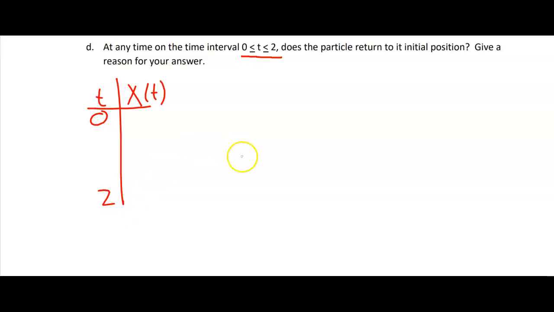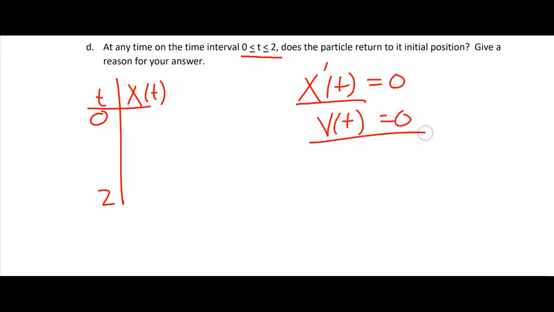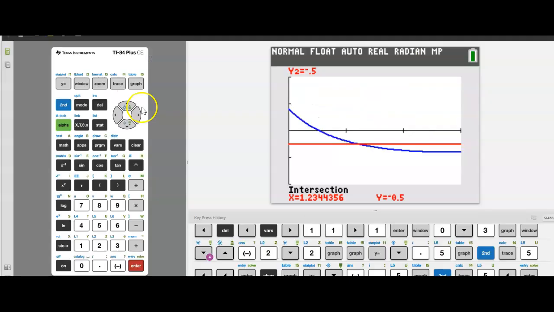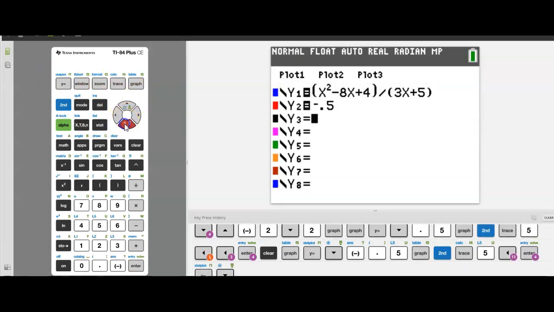And we also want to find our critical values. Now, the critical values are where this function has a derivative that equals 0. And the derivative of x is just the velocity function. So where does the velocity function equal 0? Well, that would be where the velocity function touches the x-axis. So for that, I'm going to look at my calculator. I'm going to do a couple things with this here. First of all, I'm going to go to y equals. I'm going to get rid of that negative 0.5 because I don't need that anymore. I just want to get that out of the way.